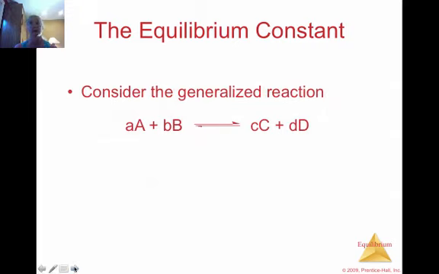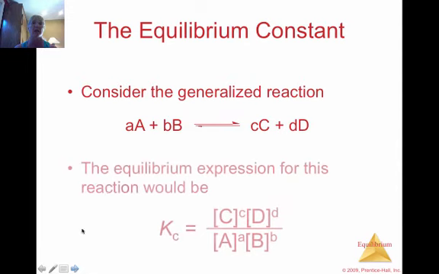Here is the generalized format. The small letters stand for coefficients, numbers like 2 or 3 that would be balancing the equation. The large letters stand for either reactants like A and B or products like capital C and capital D. It's always backwards in chemistry.